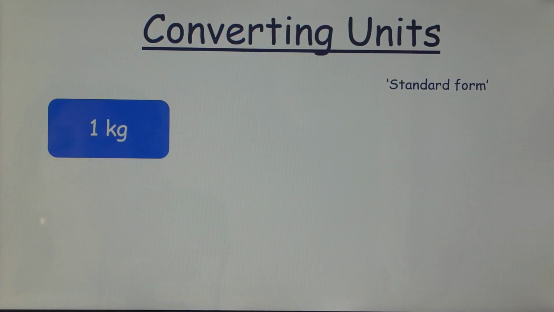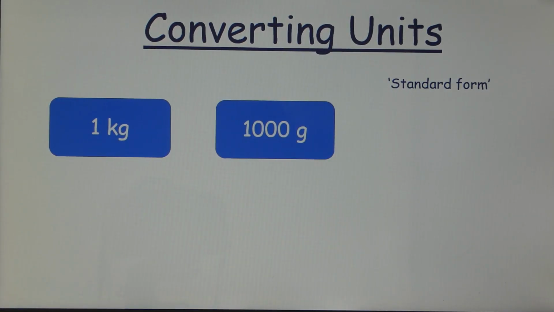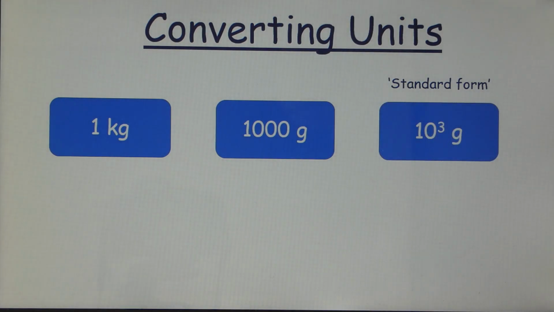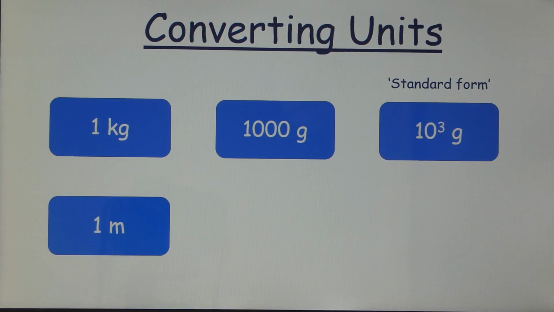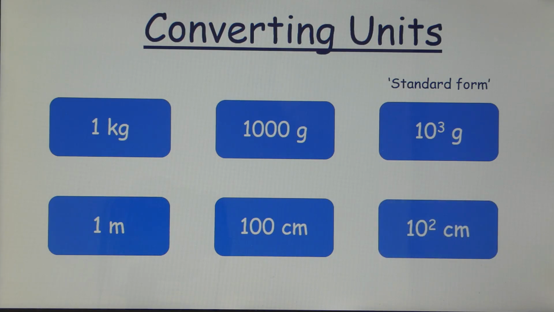It's worth spending a little bit of time on practising converting units. If we have 1 kilogram, that is the same as 1,000 grams. To write this in standard form, it's 10 to the power 3 gram. Now if we look at 1 metre, that is the same as 100 centimetres. Can you guess how you would write that in standard form? 10 to the power 2 centimetres.